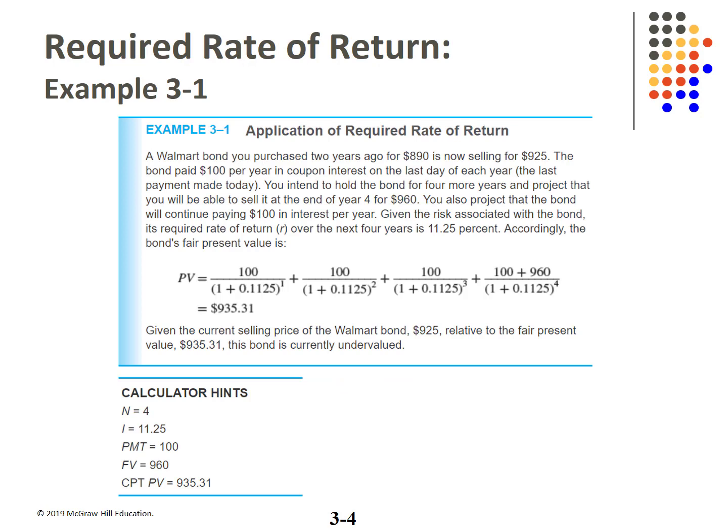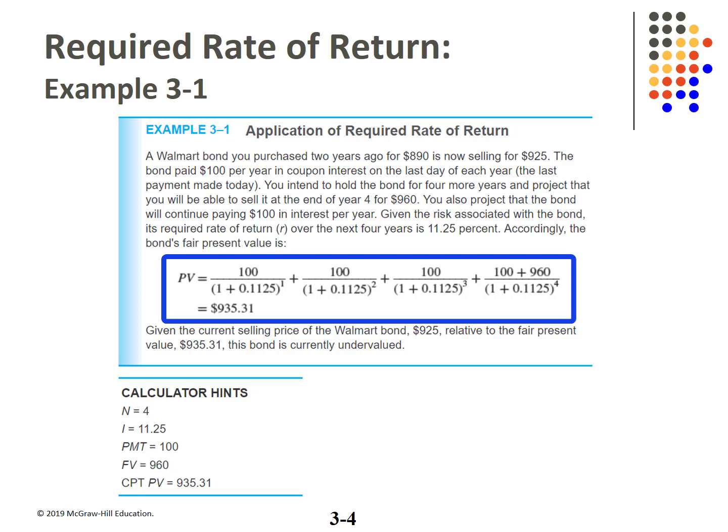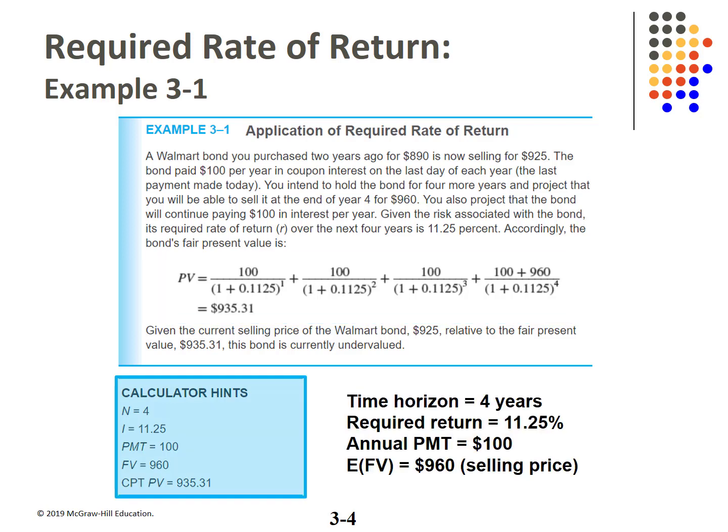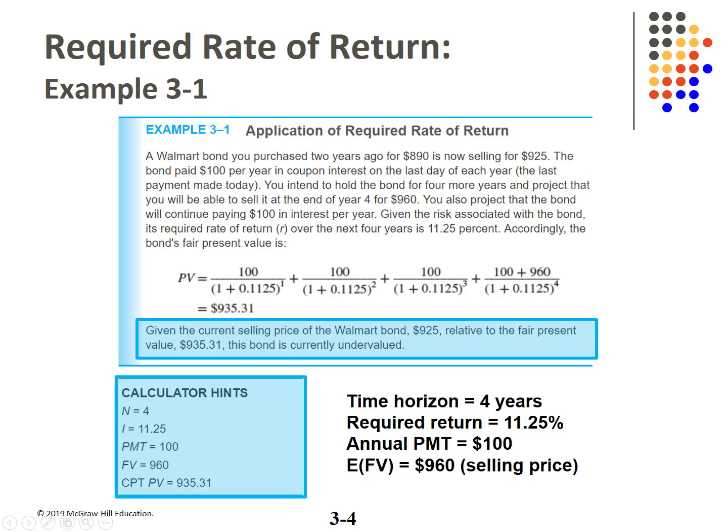Example 3.1 from the text. A Walmart bond. Bought it 2 years ago for $890. Now it's selling for $925. The coupon is $100 a year, and you expect this to continue. You plan to hold the bond for 4 more years, and you think you can sell it then for $960. Your required rate of return is 11.25%. Since you know N is 4, you can use the basic formula from the previous slide to find the present value, $935.31. Or you could use the TVM keys on your calculator. Given the present value of $935.31 and the selling price of $925, the bond is undervalued.